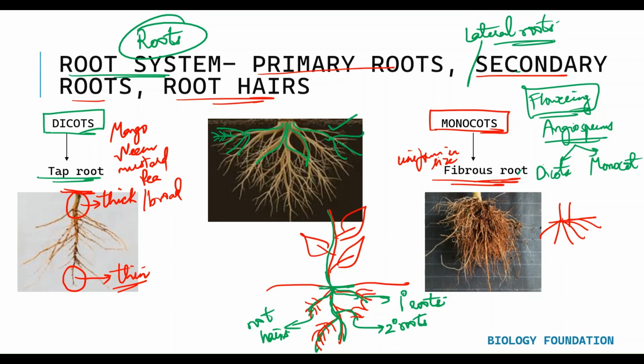So basically, what is the root system? It constitutes roots, and these roots are present underground or below the soil, where the root system comprises primary roots, secondary roots, and root hairs. Primary roots are the roots which develop from the base of the stem. Secondary roots are lateral roots. They basically arise from the sides of the primary roots. And what are root hairs? These are small hair-like structures developing from the ends of primary and secondary roots. Now, in dicots, we see the presence of the taproot system, whereas in monocots, we see the presence of the fibrous root system.